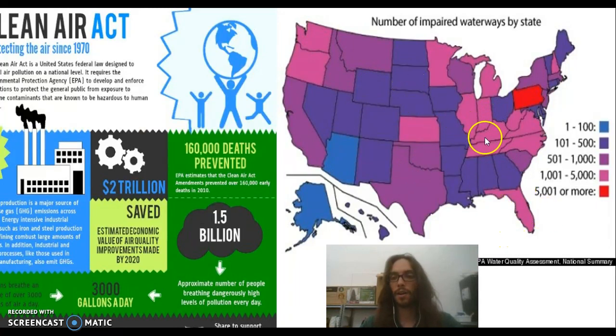So if you can see here, almost every state has more than 100 impaired waterways. The only exceptions are Arizona and Alaska. Alaska because there's not too many people there and they're really about their natural resources. And Arizona because there's pretty much no water. There aren't very many waterways there.